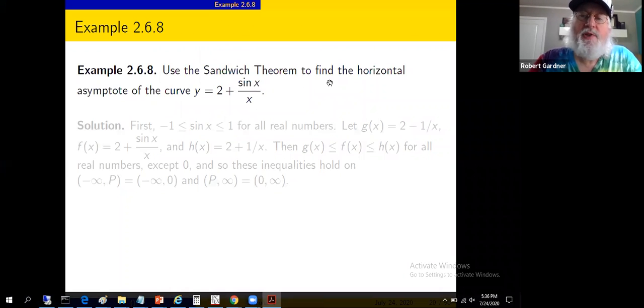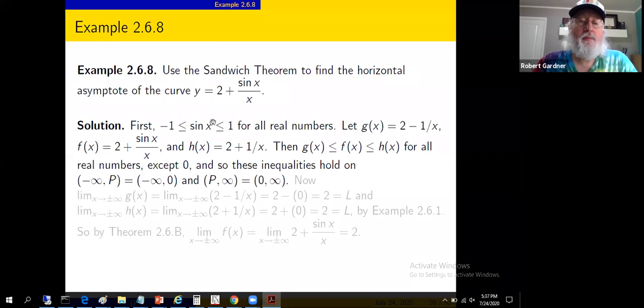Use the sandwich theorem to find the horizontal asymptote of the curve y equals 2 plus sine x over x. We're going to use the sandwich theorem because I know how big the sine function gets and how negative it gets. The sine function is always between -1 and 1. So we can bound the sine function part above by 1 and below by -1.